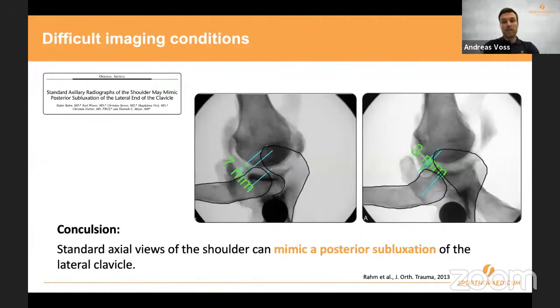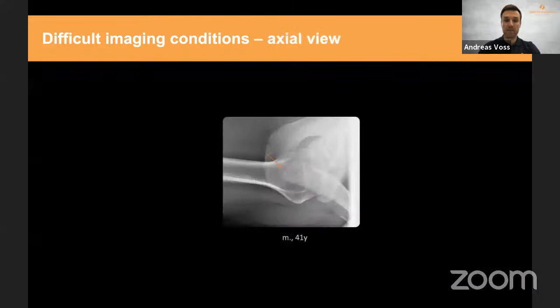But if you look at the biomechanical or radiological data we have right now, the standard axial view of the shoulder can mimic a posterior subluxation of the lateral clavicle without any accident or trauma to the shoulder, as you can see here in these images. You have a slight posterior dislocation. You also have a slight posterior dislocation in these healthy shoulders. So the axial view might not really help you to diagnose the AC joint dislocation.